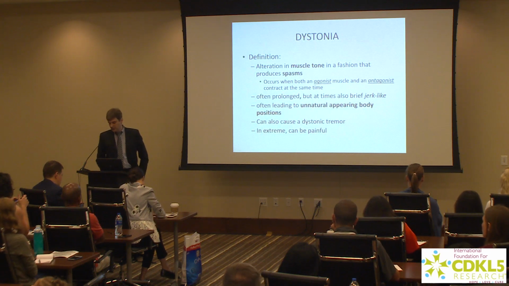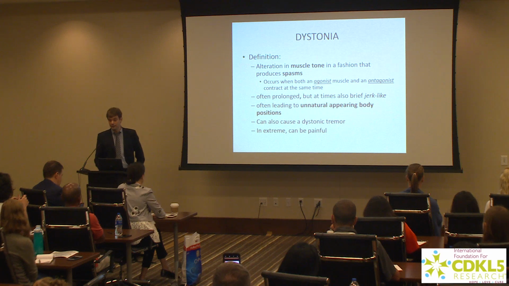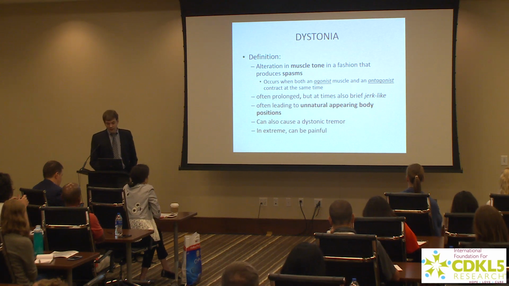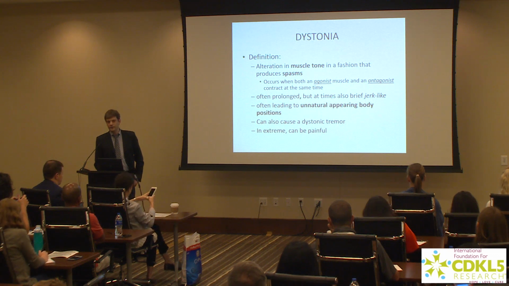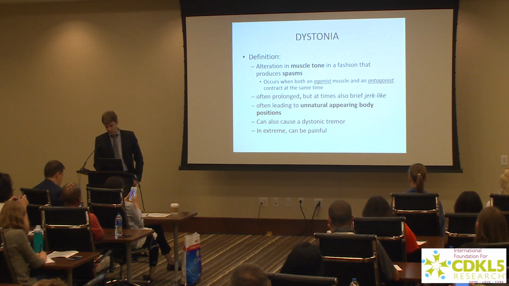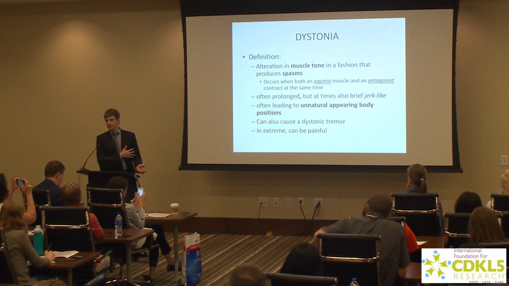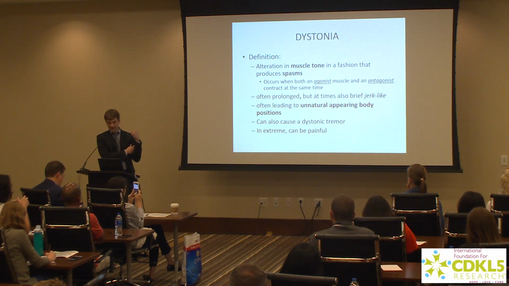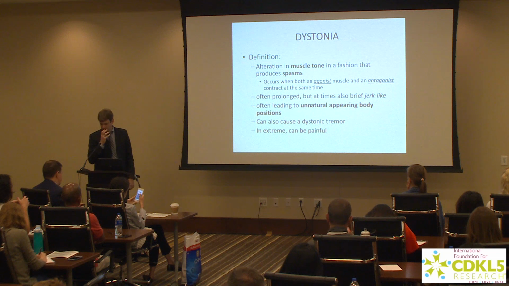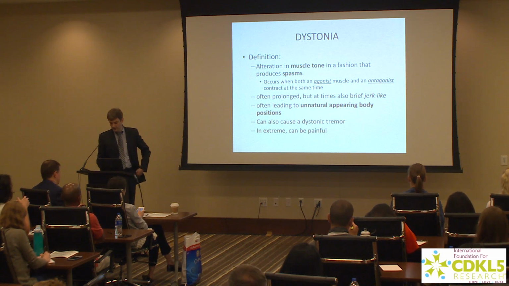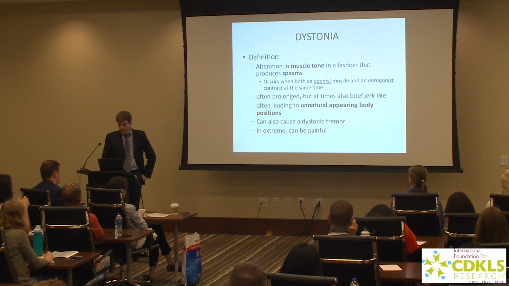Okay? So the first term that I used was dystonia. And what is dystonia really? It's an alteration in muscle tone, sort of producing a stiffness, a rigidity, in a fashion that produces spasms, and these spasms can be prolonged. The dystonia occurs when both an acting muscle, or a group of acting muscles, and antagonist muscles contract at the same time and sort of freeze a limb, facial muscles, you name it, for a while.